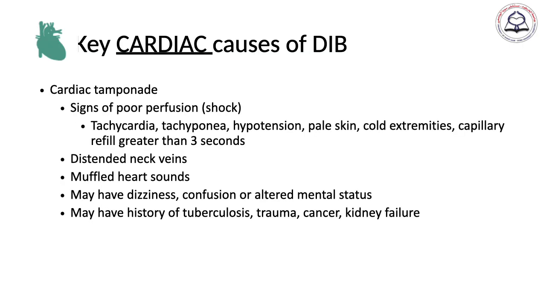Cardiac tamponade: patient can present with shock and poor perfusion, tachycardia, tachypnea, hypotension, pale skin, cold extremities, and increased capillary refill. At the same time, they have distended neck veins, muffled heart sounds. They may have dizziness, confusion, or altered mental status. They could have risk factors like tuberculosis, trauma, cancer, kidney disease, or it could be secondary to trauma.